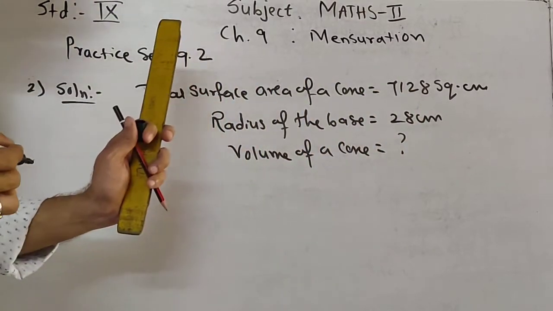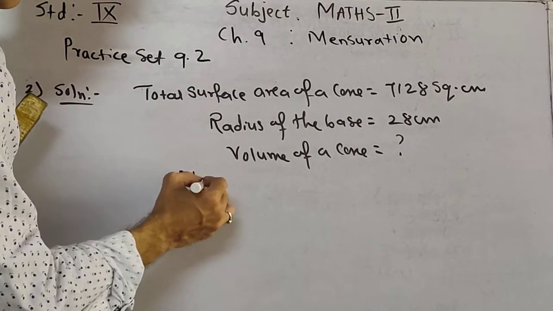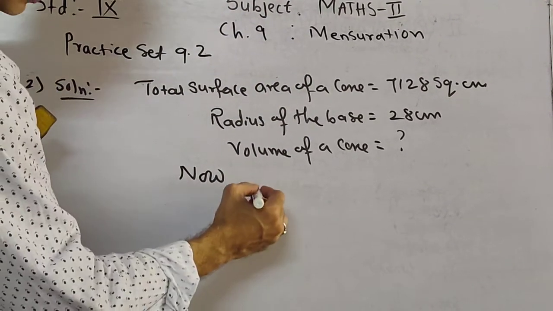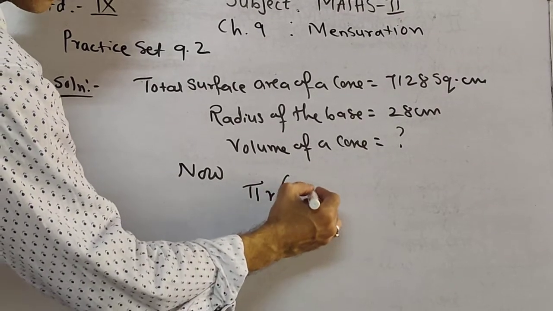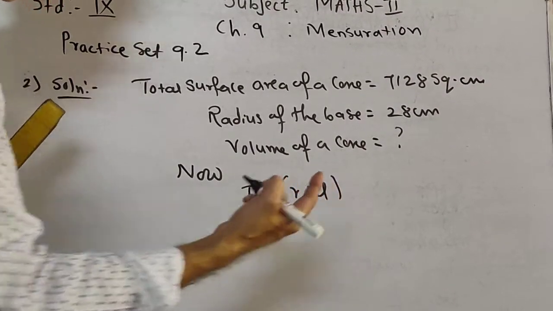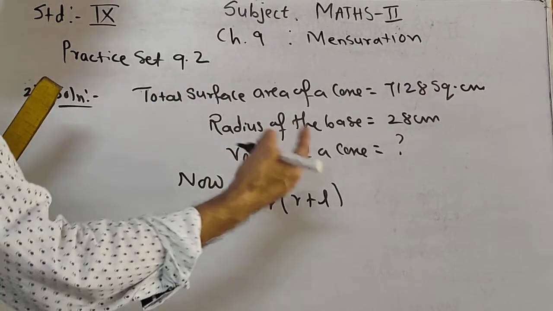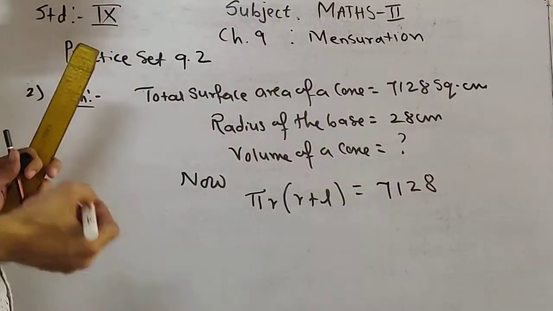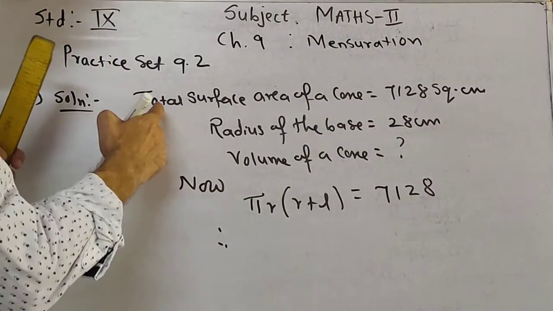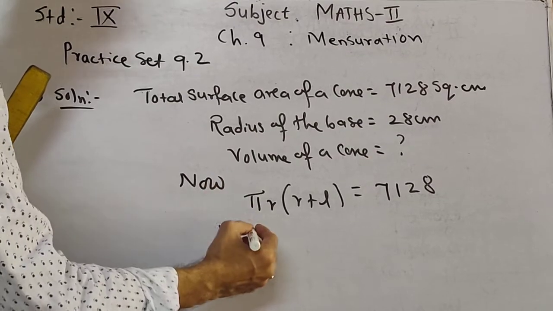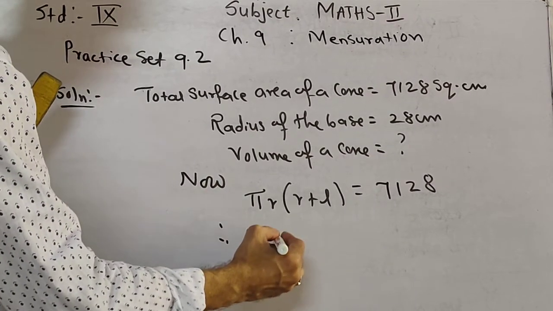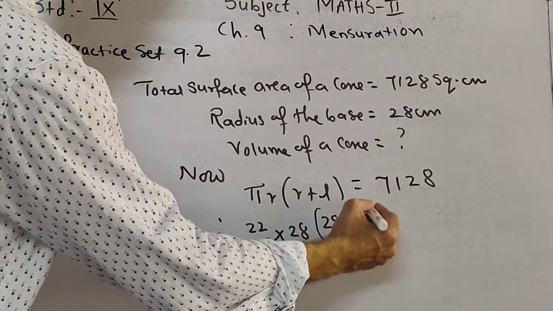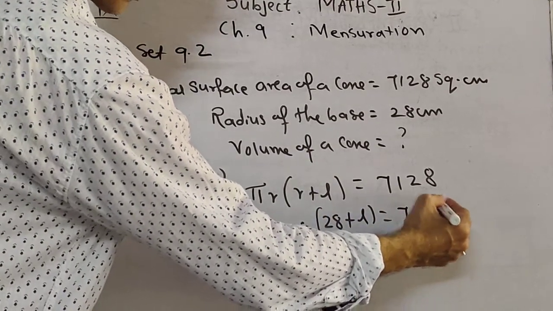Here you can see the total surface area of a cone is given, right? So you will use the same formula. Total surface area of cone is pi r into bracket r plus L. You can also write L plus R, R plus L is also right. That is equal to 7128. Pi value is given 22 upon 7. R is 28. 28 plus L is equal to 7128.